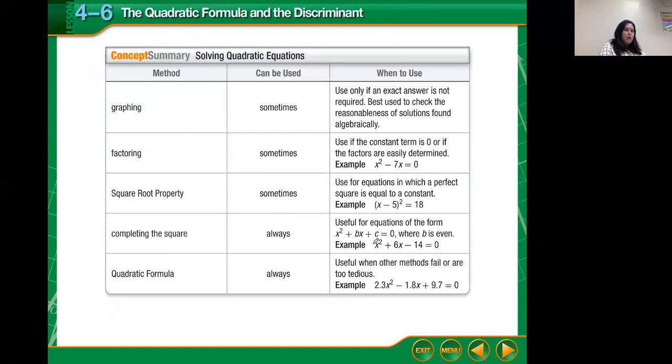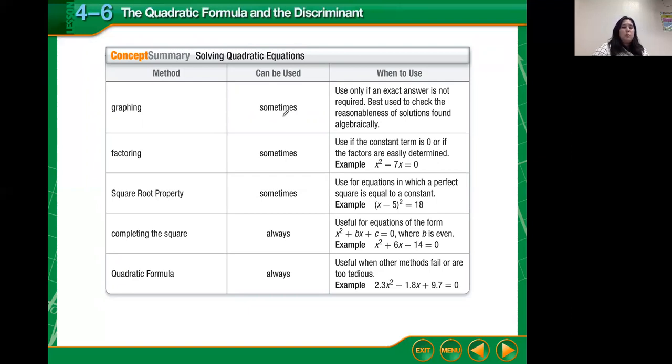Just a quick summary of solving quadratic equations of the methods that we have gone over. So the first method we went over was graphing, and this usually works if you have real roots, but it can also not be helpful if you don't have exact roots where you have to use a decimal. So this is sometimes good, sometimes not good, but it's usually good to check your reasonableness of your answers. Factoring sometimes works because, again, sometimes we're not going to be able to factor depending on what we have. But you can use it, and sometimes it's a little bit more work.